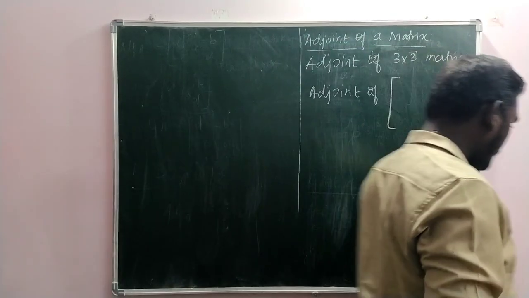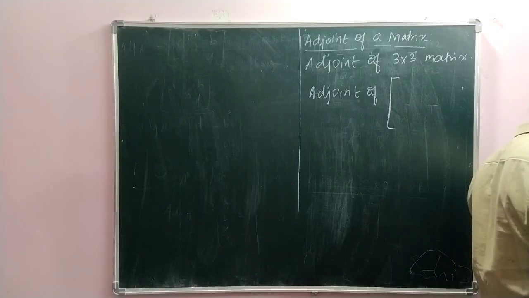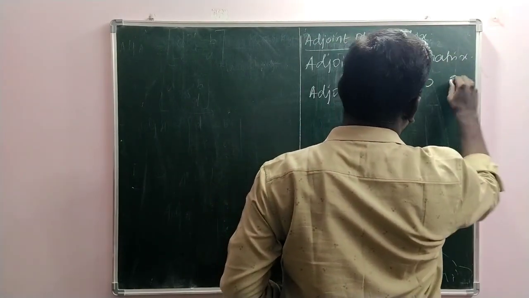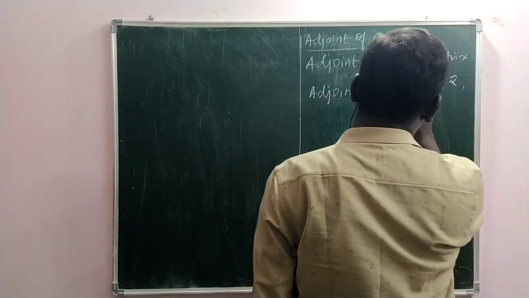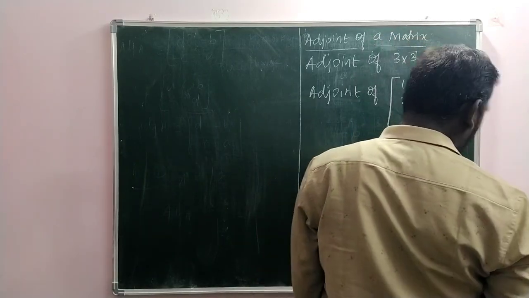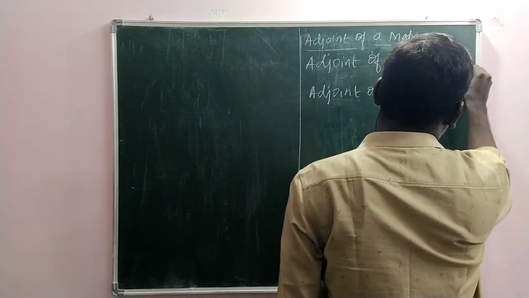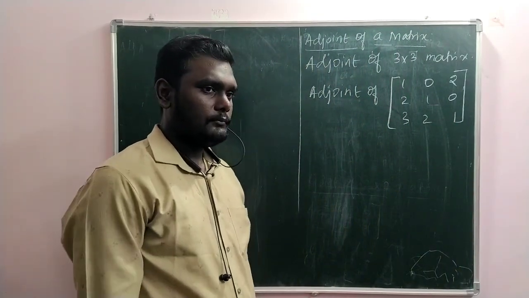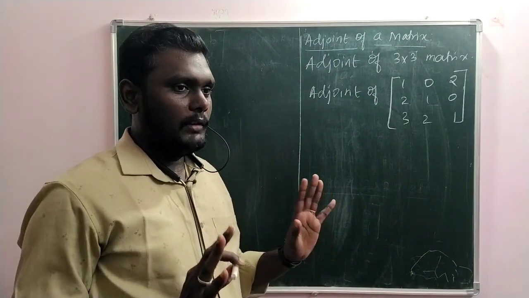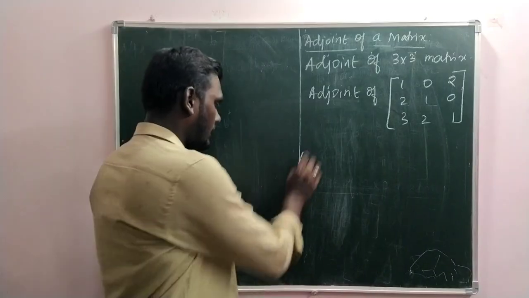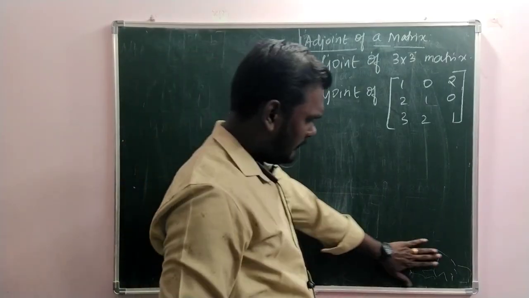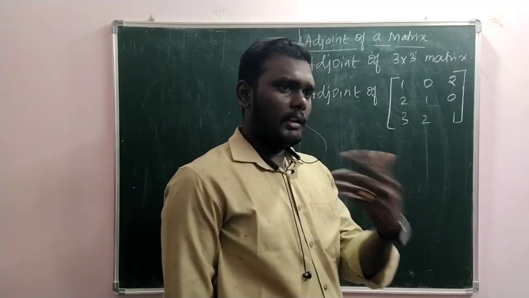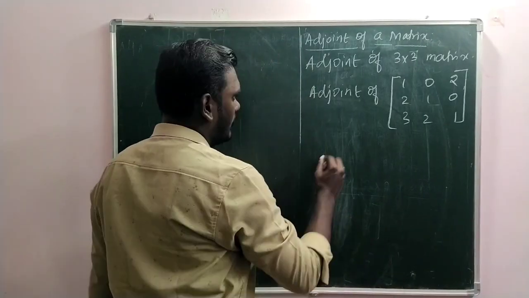this matrix. That is 1 0 2, 2 1 0, 3 2 1. For this we should find the adjoint. So it is very clear and evident we should write the cofactor matrix. Here also, by the traditional method we will do it once and then I will tell you one shortcut. Both are important.